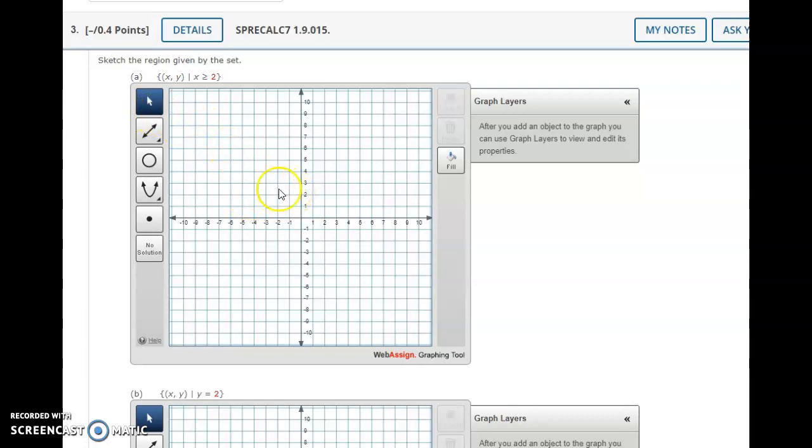So let's take a look at this graph and see what we would need to do to graph it on WebAssign. So this comes from section 1.9, and it's to sketch the region given by the set. So we've got x comma y, and it says such that x is greater than or equal to 2. So I'm going to draw greater than or equal to.